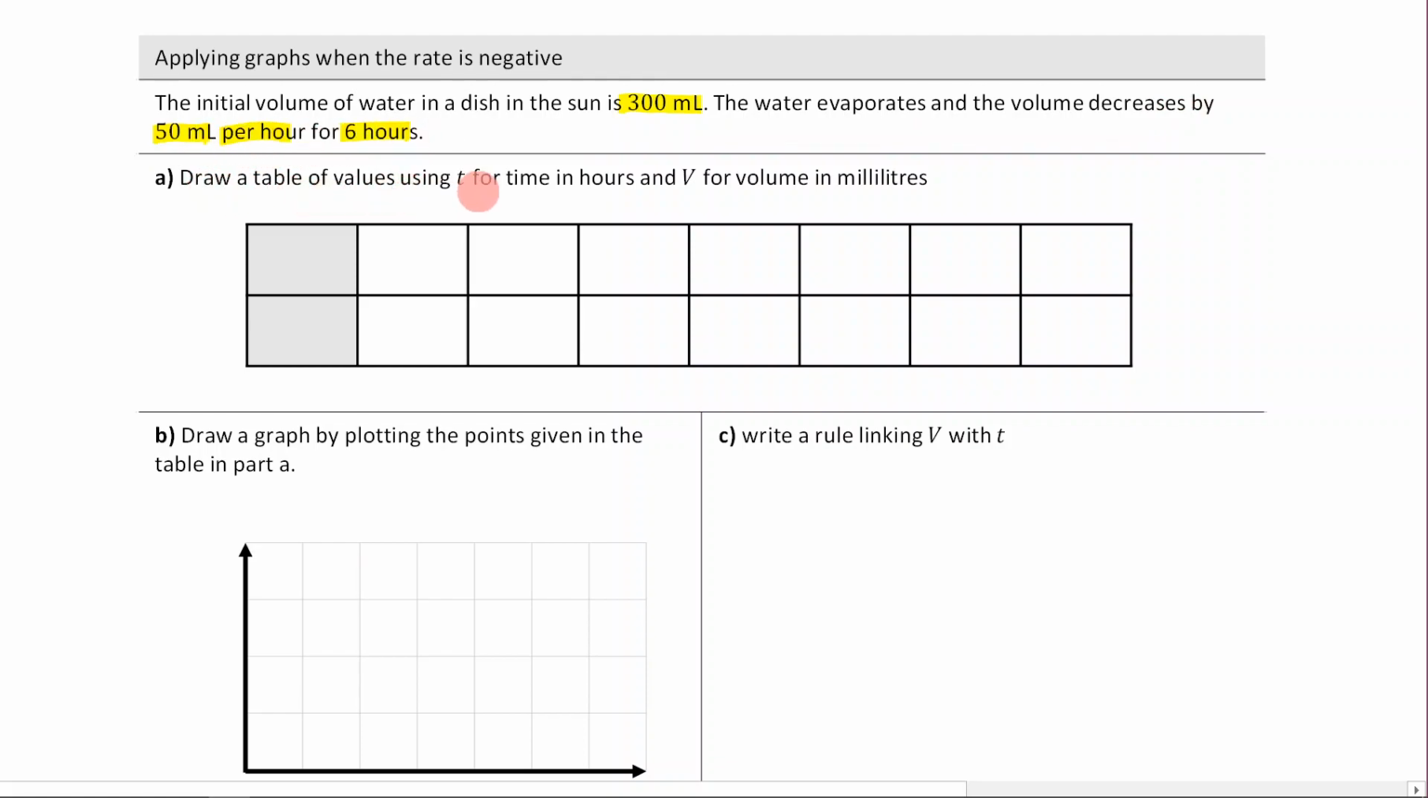Draw a table of values using t for time in hours and v for volume in milliliters. Okay, so let's think about what they're asking us to do. We've got two variables, t for time and v for volume, and we have to create a table of values. We know that t is my independent variable, and in this case, volume is going to be the dependent variable. Now, we have to read the question carefully. It says the water evaporates and the volume decreases by 50 milliliters per hour for 6 hours.